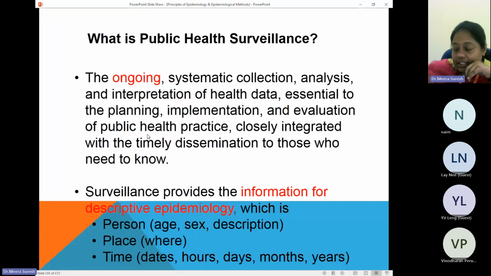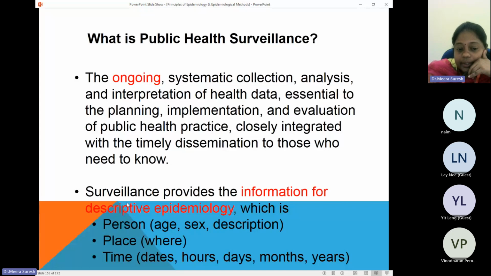If there is a new disease coming up or something that is increasing, then to make a planning to implement it. And if we are already doing some preventive program for that disease, if it is increasing, then to escalate the activity, or if it is decreasing, then reducing it accordingly. So to evaluate and closely integrate with the timely dissemination. Whatever we do, we have to finally disseminate our ideas or whatever our findings is. Otherwise, there is no meaning in collecting the data.